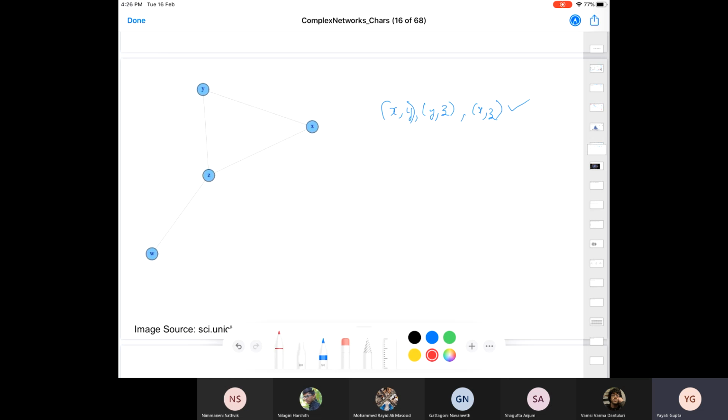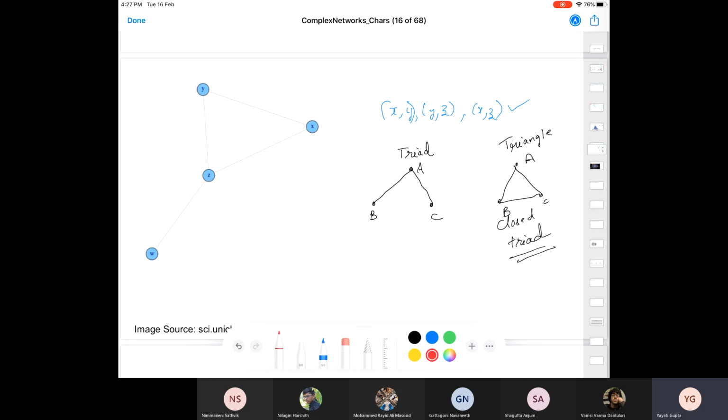So what we do in social networks is, if I see any such kind of structure, I say it is a triad. A is connected to B and A is connected to C, but B is not connected to C. So I say it's a triad. And if I have something like this, I say it's a triangle, or a closed triad. Transitivity tells me what fraction of these triads are triangles.